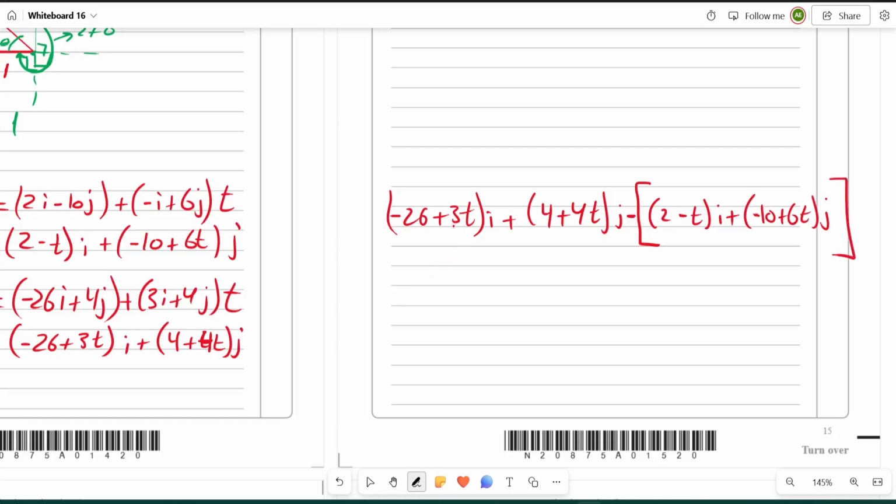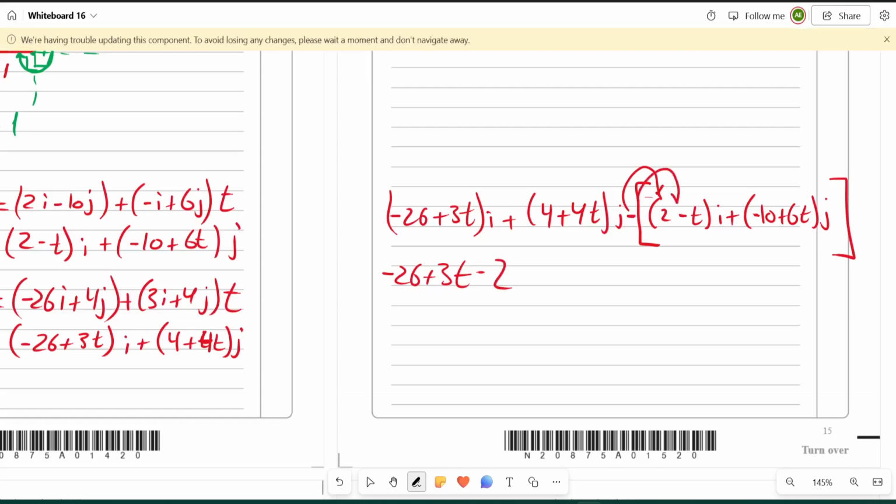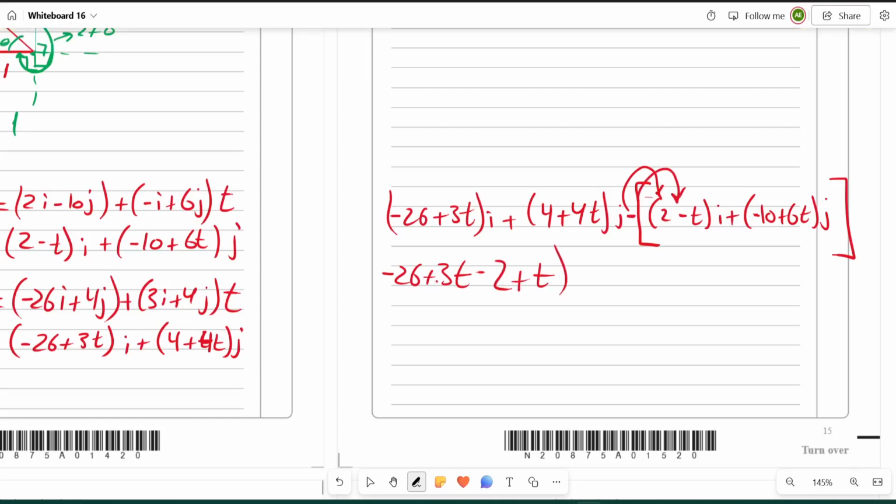So what I'm going to have is negative 26 plus 3t minus 2 plus t. All of that is going to be in the i component, plus 4 plus 4t, and then I'm going to have plus 10t, sorry, plus 10, okay, minus, because this minus times positive 6t is going to be minus 6t in the j.